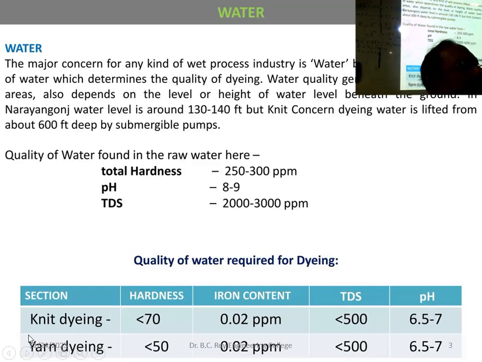Why? Because the dye also will react with this type of salt and that's why the color of the dye will change. You are making a particular shade, and it will always be desirable to keep the particular shade. People are very much crazy about the particular shade. If this color is slightly changed you will not be happy, isn't it true? So that's why this hardness should be very low, otherwise the color will slightly get changed.